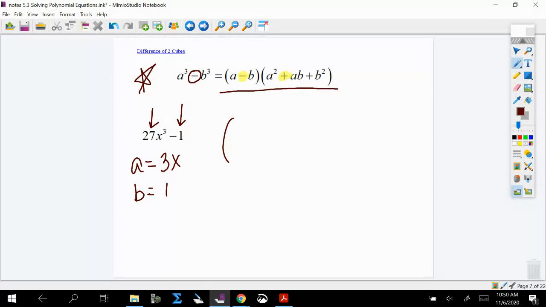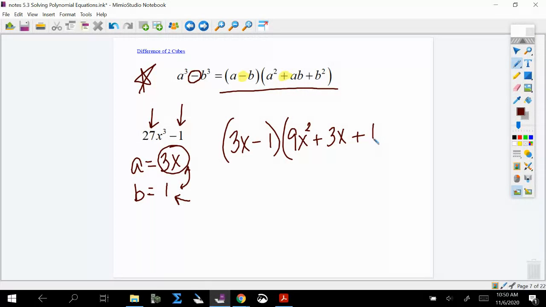So it's A minus B, so 3x minus 1, and then A squared, so this whole thing needs to be squared. That's going to be 9x squared, plus, so that's a different sign, these two multiplied together, plus this last value squared. 1 squared is just 1.